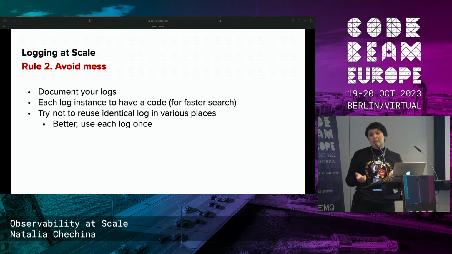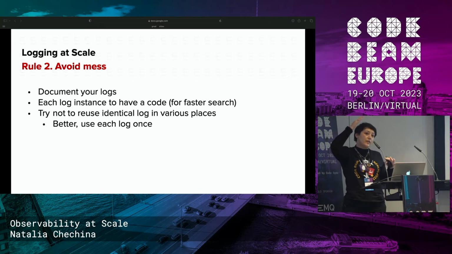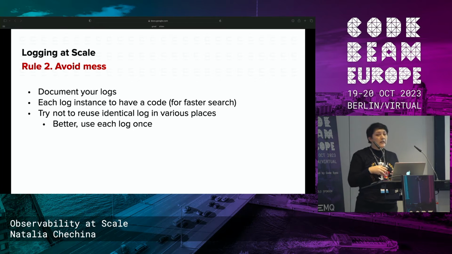Avoid mess. So document your logs. And by documenting, I'm not saying create some kind of Word document. Do that inside of your code.